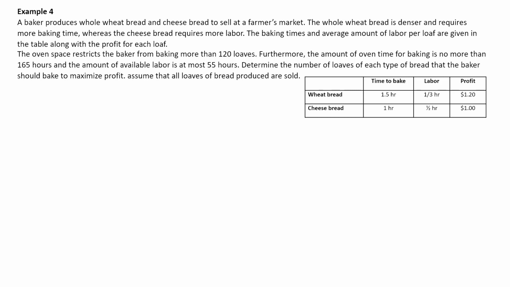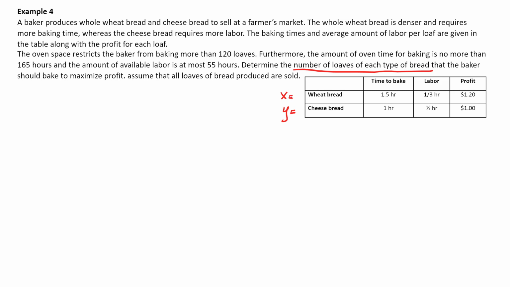So we know this information about the breads that he's making, and we also know that there are limitations on the labor and the oven space and baking time and all that stuff. And we're trying to figure out how much he should make so that he can maximize his profit when he goes to the farmer's market. X will be the number of wheat loaves, and Y will be the number of cheese loaves that he makes.